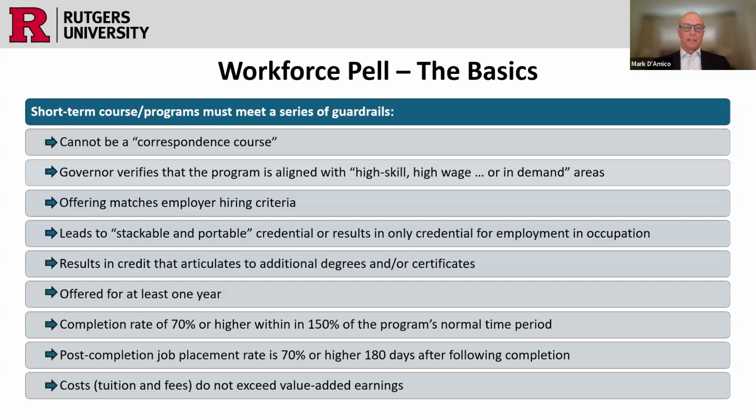The governor needs to verify within each state that the program is aligned with high skill, high wage, or in-demand areas. And the legislation refers to Perkins and the way that is done. So that'll really key into state priorities as well as those in-demand jobs for a state. The offerings, courses, and programs need to match employer hiring criteria.